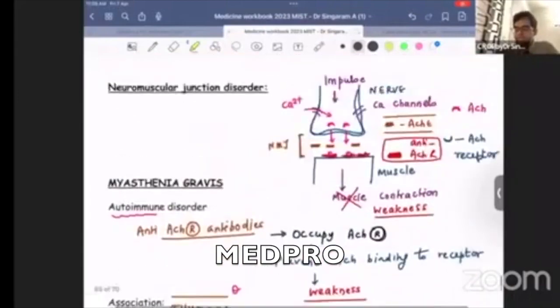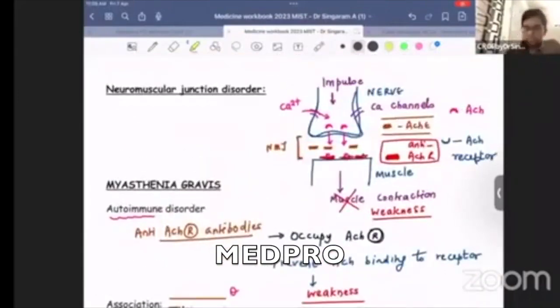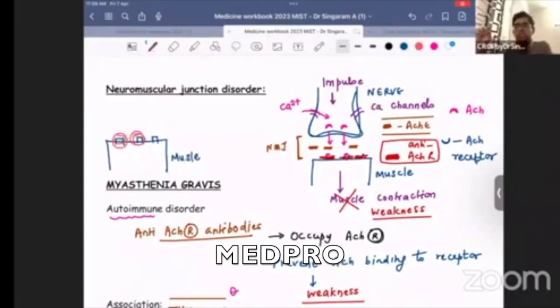Very, very simple. See here. Think like this. This is the neuromuscular junction. You don't need to draw this. There are 3 acetylcholine receptors in the muscle. Two of these acetylcholine receptors are already occupied by the antibody. Imagine you have only one receptor which is not occupied by the antibody, and that is where acetylcholine can come and act. But once acetylcholine is released, there is a threat to the acetylcholine. What is that? The acetylcholinesterase enzyme, which will inactivate this acetylcholine.